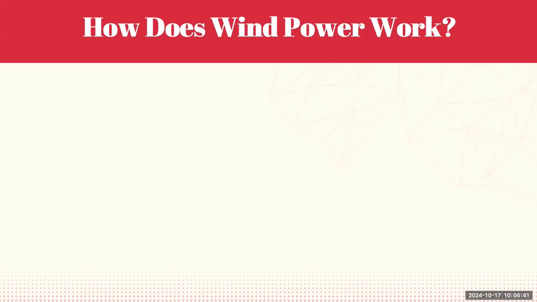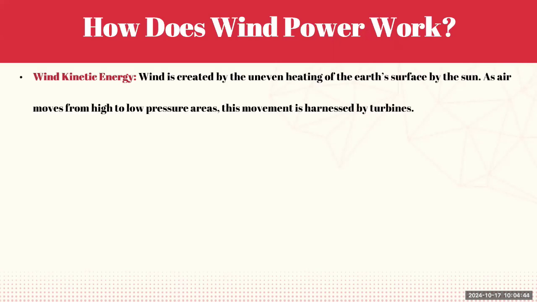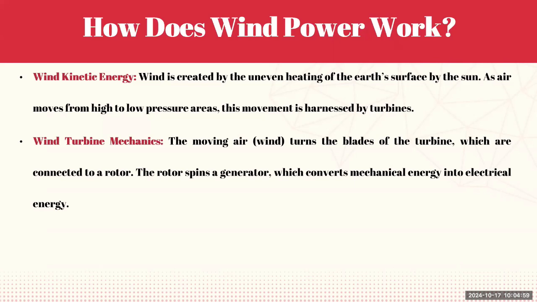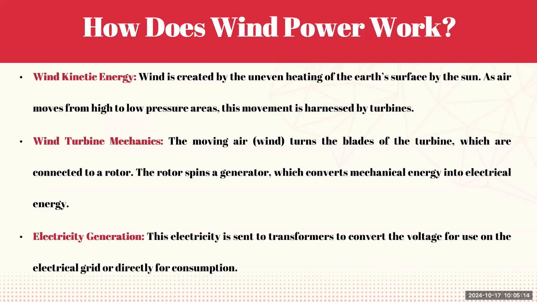Okay, so now let's look at how wind power works in more detail. Wind is created by the uneven heating of the Earth's surface by the sun. When air moves from areas of high pressure to low pressure, this creates wind. We harness this natural movement using turbines. As the wind blows, it turns the blades of the wind turbine. These blades are connected to a rotor, which spins a generator. This process converts the kinetic energy of the spinning blades into electric energy. Once the electricity is generated, it is sent to transformers, which convert the voltage to a suitable level for use in the electric grid, or it's used directly for direct consumption.